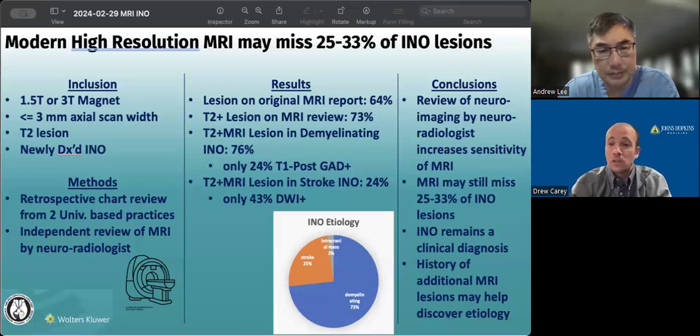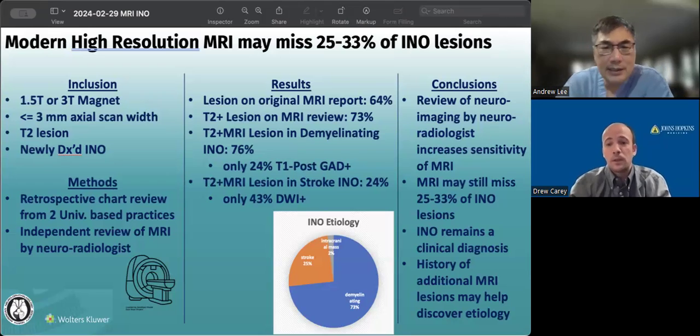And in patients with demyelinating disease, they were able to find a lesion of T2 hyperintensity in 76%, but only 24% of them were enhancing, which is a separate but interesting point. And then in the stroke patients, the T2 hyperintense MRI lesions were present in 24%, and they only had diffusion weighted imaging changes in 43%.